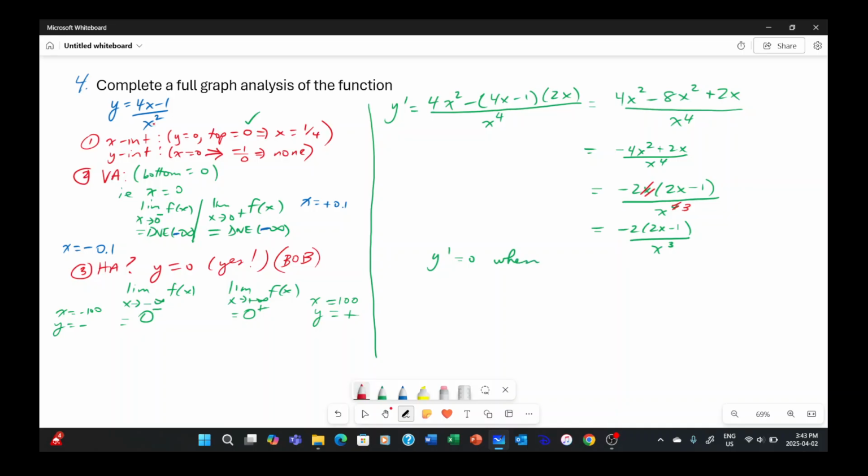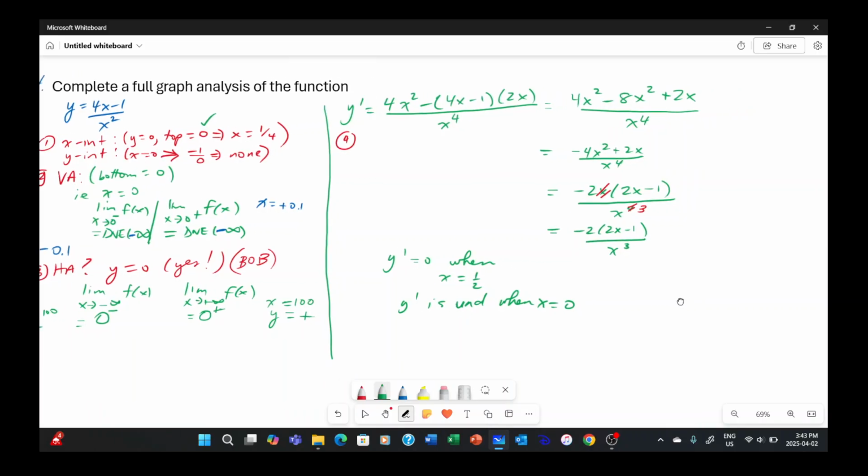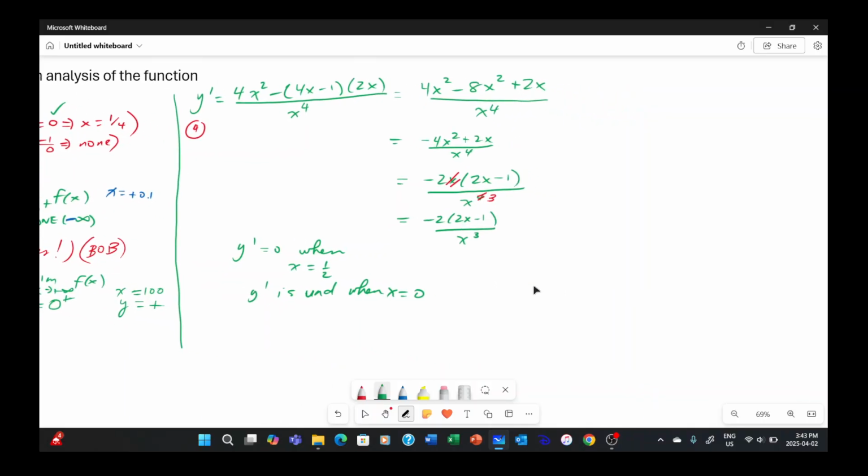And by the way, I forgot to mark this as step 4, using the derivatives. Y prime equals 0 when x equals a half, and y prime is undefined when x equals 0. This should seem familiar like the other questions. We want to know when this thing is hitting 0 or undefined, because that's where special things are going to happen. Things are going to switch from positive to negative. There'll be min-max points or points of inflection, etc.